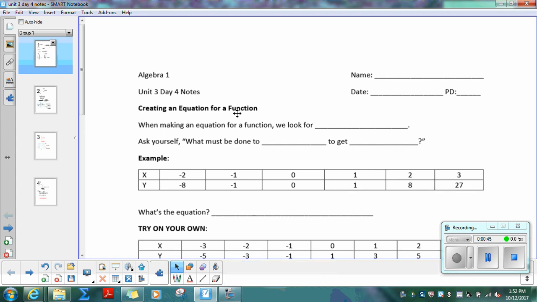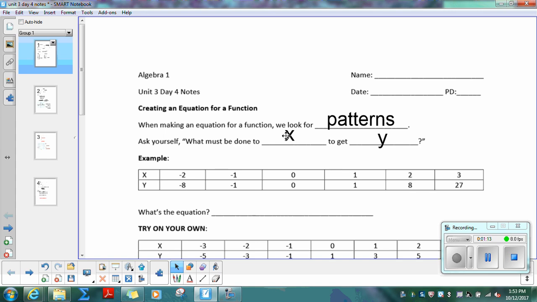So, creating an equation for a function. When we make an equation for a function, we're basically looking for patterns, okay? We're looking for what is going on between the x and y. What pattern is emerging when you see all this stuff in a table? You want to ask yourself what must be done to the x value in order to get to the y value, because the y value is going to depend on the x.